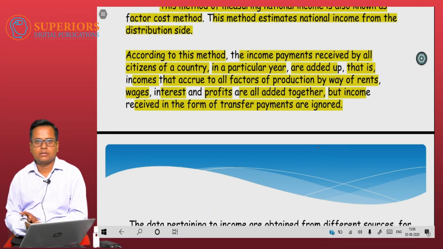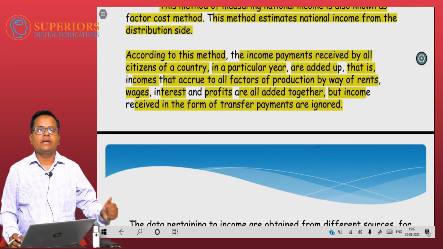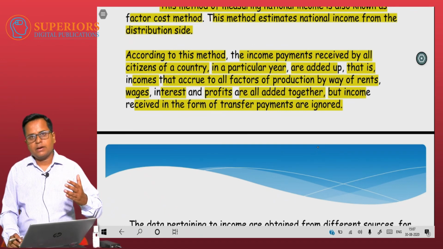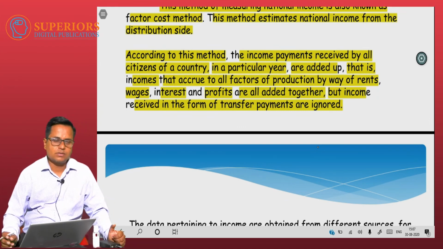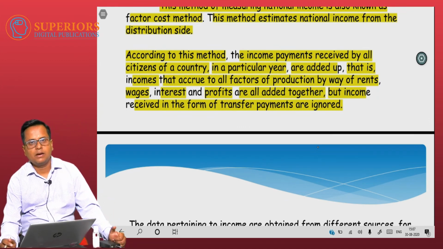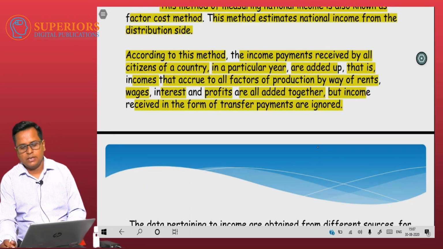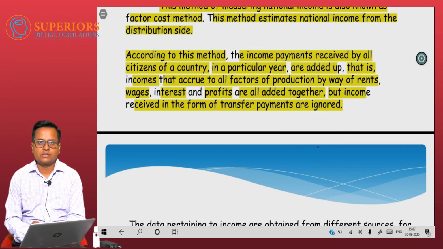Some people are the suppliers of natural resources and therefore they are getting income in the form of rent. Some of the people are supplying their labor and therefore they are getting income in the form of wages. Some of the people are capital owners. They are getting income in the form of interest. And some of the people are entrepreneurs. They are getting income in the form of profits.